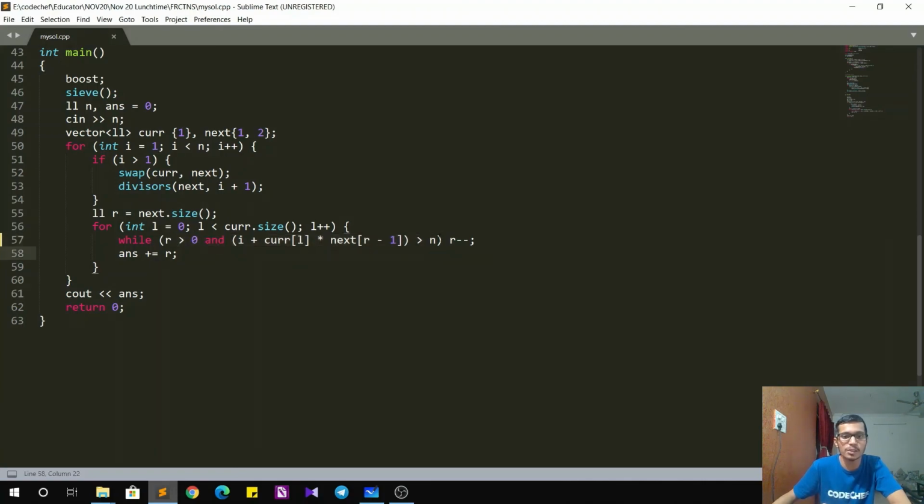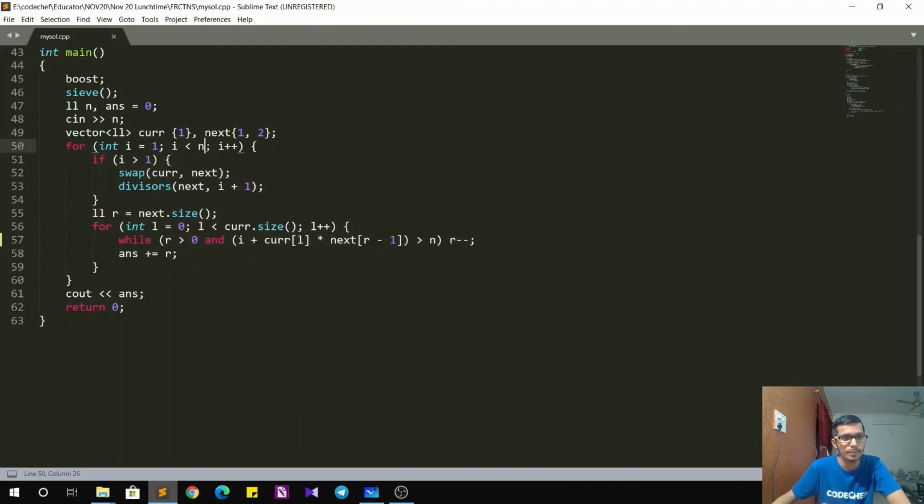And once this condition is false, it means that both the numbers a and b are in the range 1 comma n, so I increment my answer by r. That is, for that particular value of L, there are r possibilities of y dash for which my answer lies in a good range. And I do this for all the values of a, that is from 1 to n minus 1.